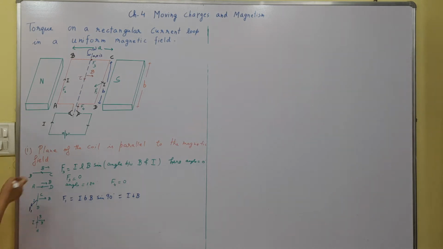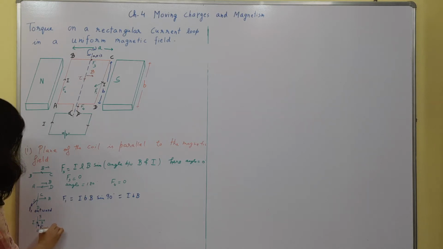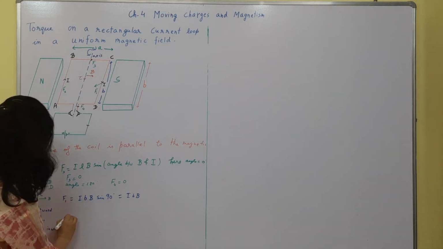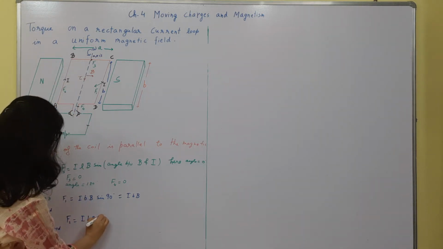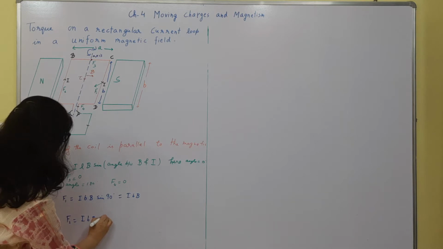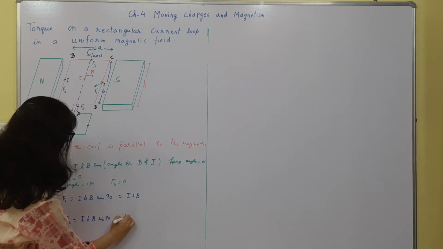So I will write down that the force on this will be normally inward. So this is outward, this is inward. What will be the value of this force? This will be F2 is equal to I, again the length is b, magnetic field is B, and here also this is sine 90. This makes it IBb.